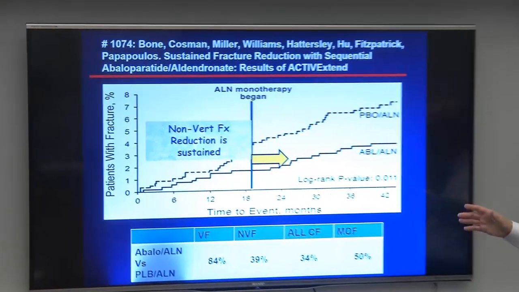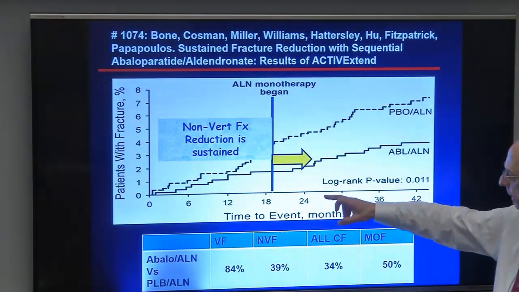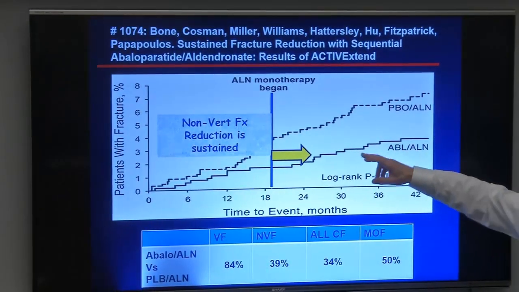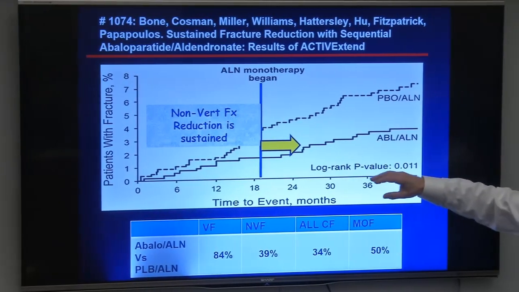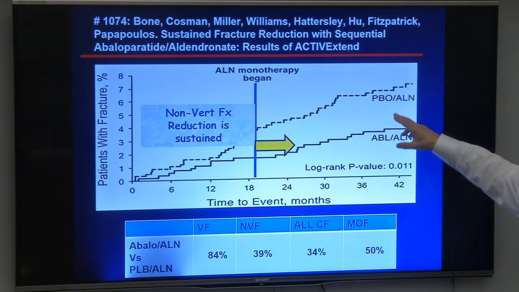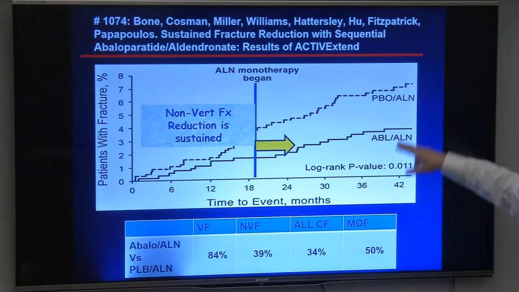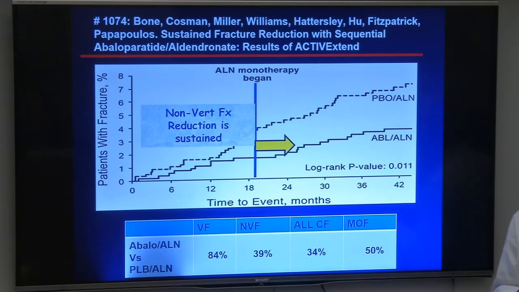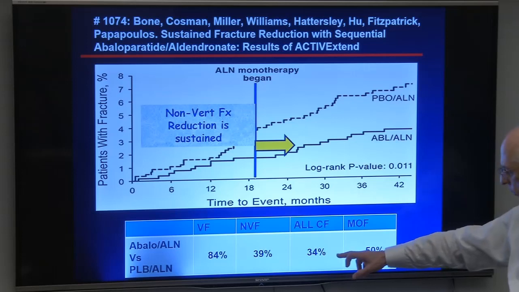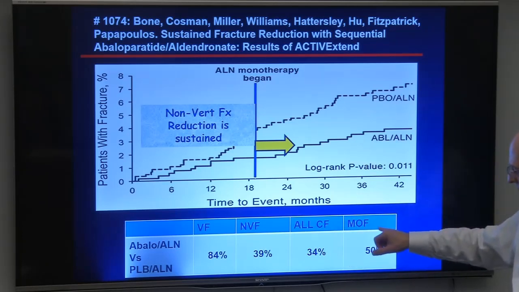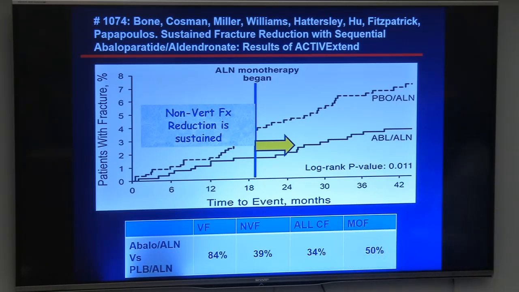And then looking at this Kaplan-Meier, this is the first 6 months and then out to 24 months. You see that non-vertebral fracture reduction is also sustained. That is, the group that switches to alendronate from placebo is markedly different from the group that started with abaloparatide and went to alendronate. So vertebral fracture protection, non-vertebral fracture protection, and all clinical fractures, major osteoporotic fractures, are all significantly different when you compare these 2 arms.